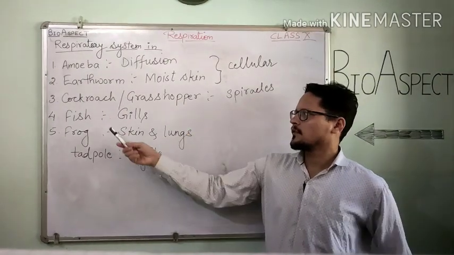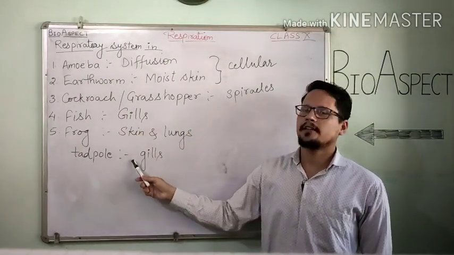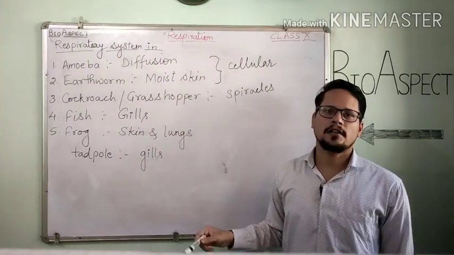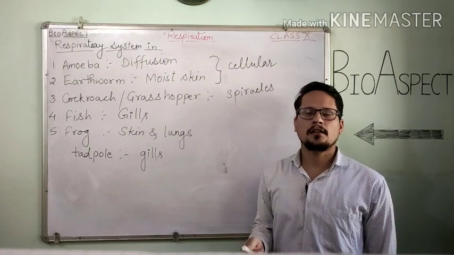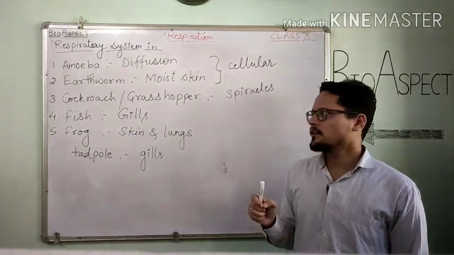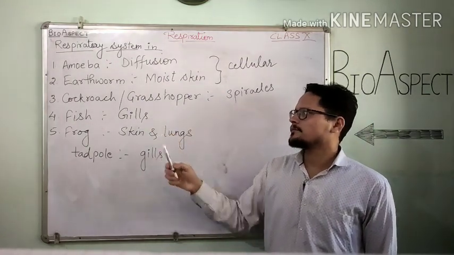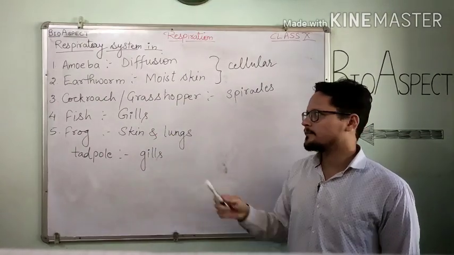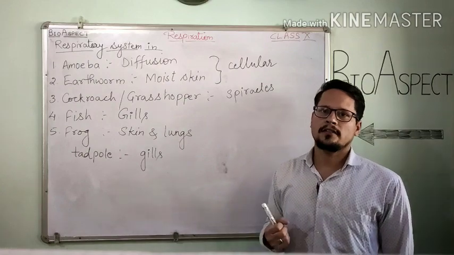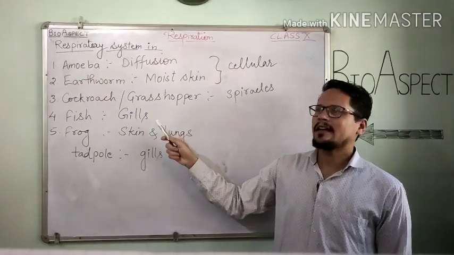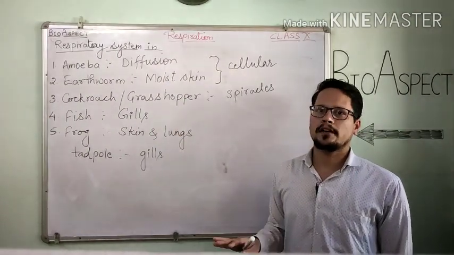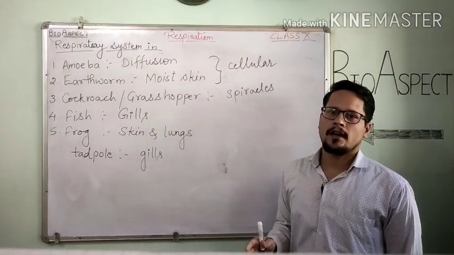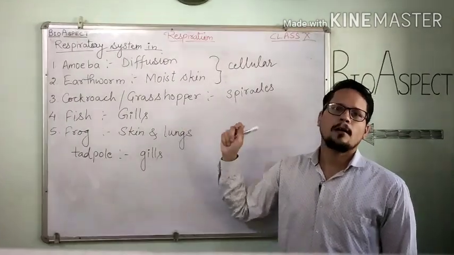Next is fish and tadpole. Tadpole is the young one of frog. Both of them are found in the water and they utilize the oxygen which is dissolved in water. In the fish, gills are found on both sides of its head. Fish take in water in their mouth. This water reaches the gills and is spread over it. From the water, oxygen is extracted and it is diffused into their blood.